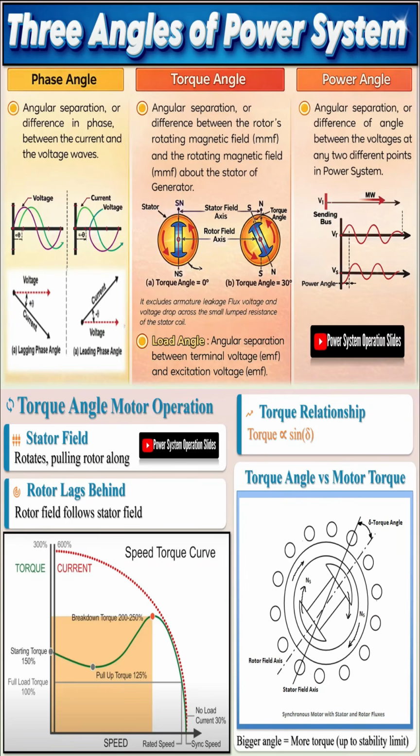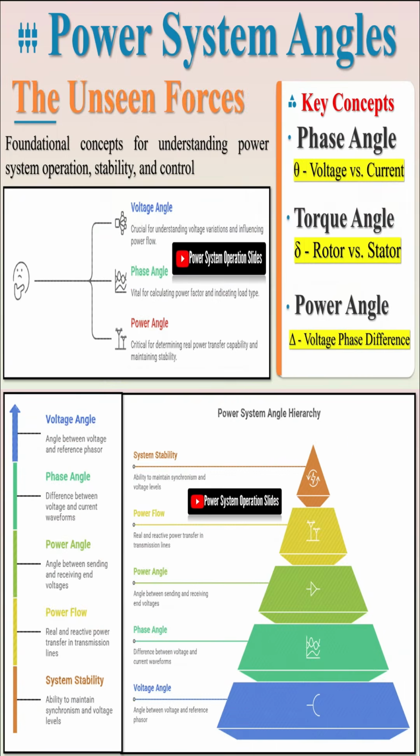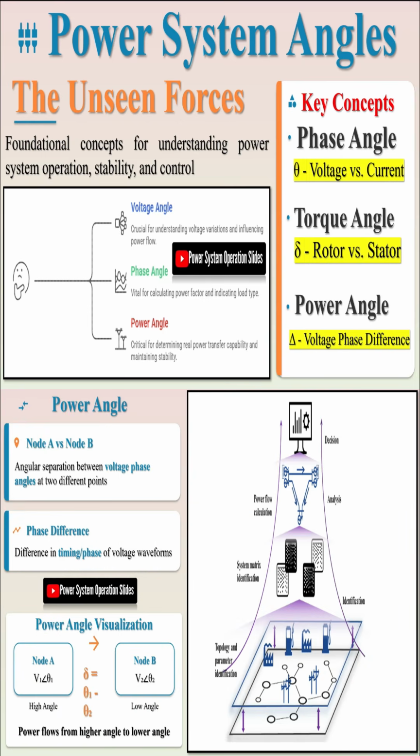In the complex and interconnected world of electrical power systems, few concepts are as fundamental yet as often overlooked as power system angles. These angular parameters, phase angle, torque angle or load angle, and power angle, serve as the vital signs of a healthy, stable, and efficiently operating power grid.